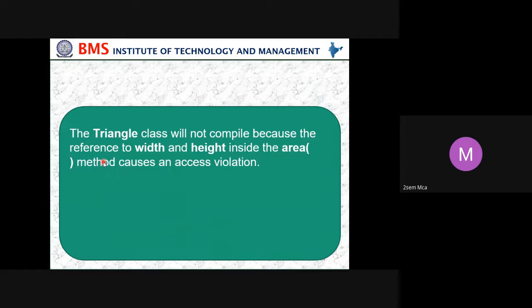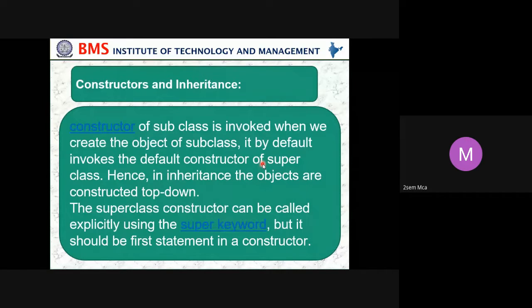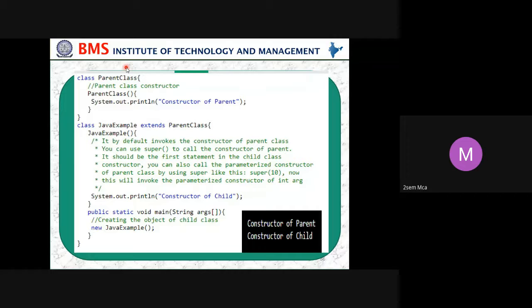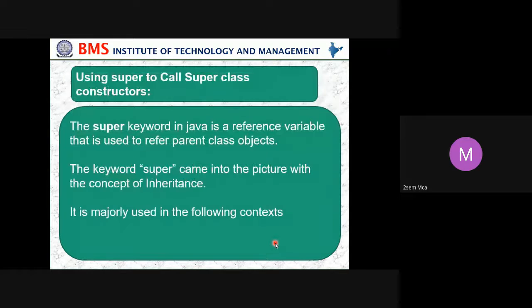Then the triangle class will not compile, and it will not work. Next, constructor and inheritance. We have already seen what a constructor is. Let us take some more programs and see how it works. That is the parent class. We have a constructor of a parent, and in the Java class we have one more constructor called Java example. Then constructor of a child, calling this Java example: constructor of a parent, constructor of a child.